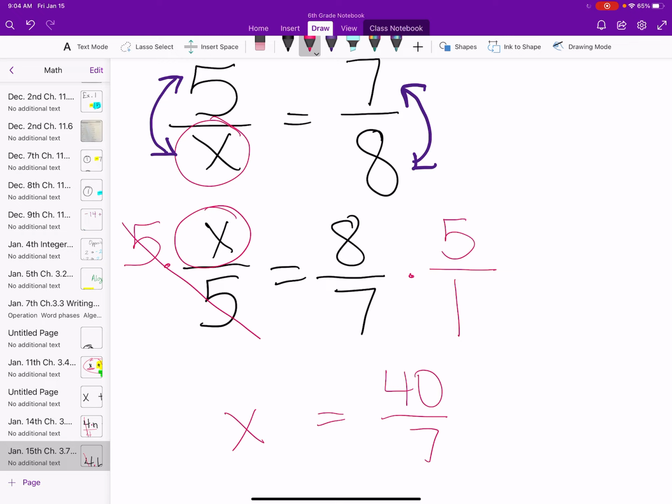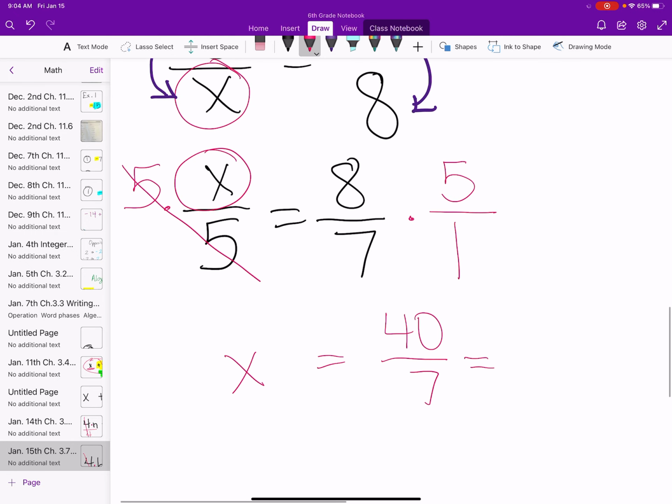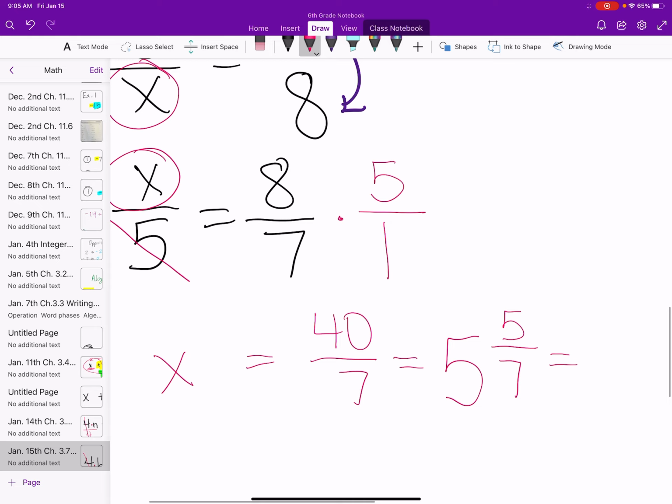I cannot leave it as an improper fraction. I have to make it into a mixed number. 7 goes into 40 5 times with 5 left over. And so 5 5/7 is equal to x. Remember, these are just bonus, okay? It's a difficult concept, I know. I want you to try them out, and if you get them correct, you will each get a bonus point.